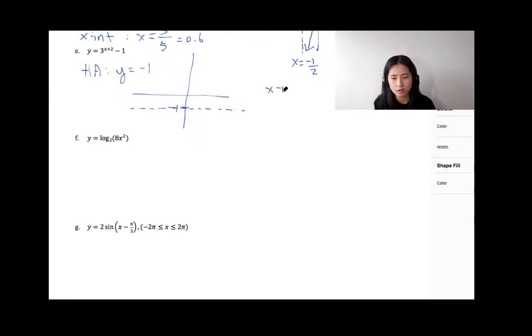In our function, what we can do is find the y-intercept first, because all we have to do is really plug in 0 whenever you see an x, right? So the y-intercept would simply be y is equal to 3 raised to the power of 0 plus 2 minus 1. So 3 raised to the power of 0 plus 2 is 9. 9 minus 1 is 8. So your y-intercept is 8. So that's here.